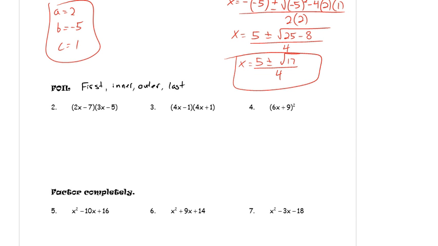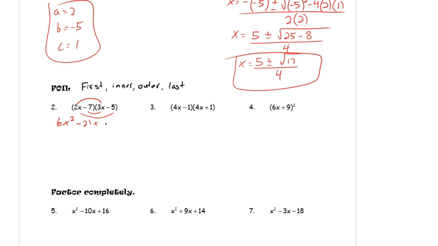So let's look at the first one. We have 2x minus 7 times 3x minus 5. Two binomials you have to FOIL. So first terms, 2x times 3x gives me 6x squared. Don't forget about that part. Now we have our inner terms. Negative 7 times 3x gives me negative 21x.